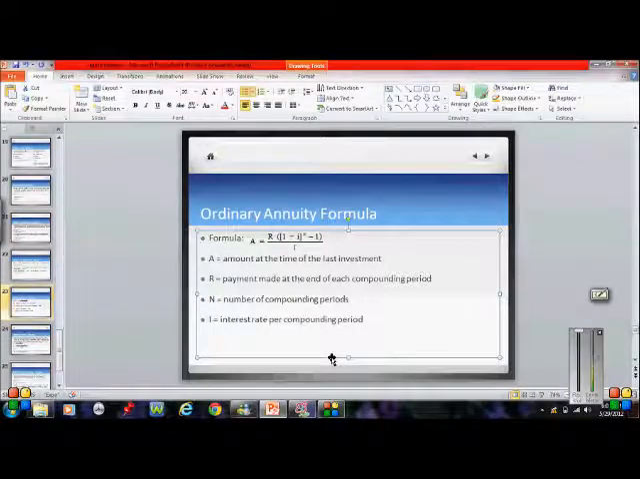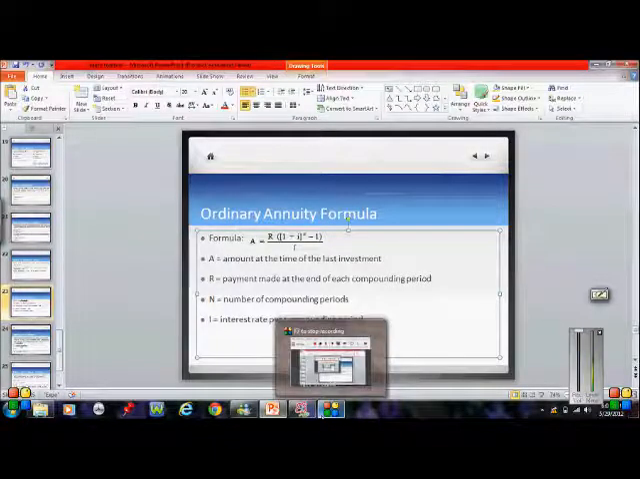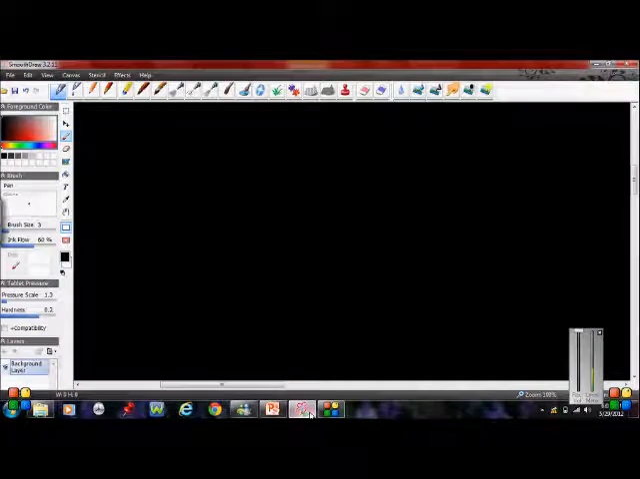Okay, so I'm going to give a quick little scenario that demonstrates an ordinary annuity, and that for sure will help you understand exactly what an ordinary annuity is. Okay, so let's say you have $10 right now. Oh, sorry. I don't like this color. Let's go with blue. Blue is better.